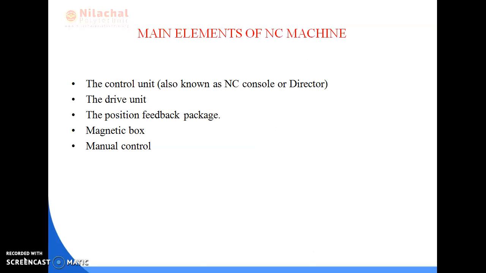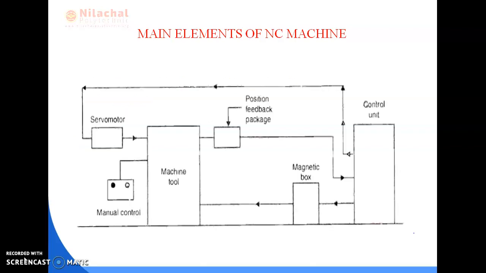Main elements of an NC machine. The main elements are the control unit, that is also known as the NC console or director, the drive unit, the position feedback package, magnetic box, manual control, etc. These are the main elements of an NC machine. Means here we can see a control unit which is connected to a servo motor. That servo motor is connected to the machine tool, and the machine tool is connected by two things, that is the position feedback package and magnetic box, and it is also connected to a manual control.